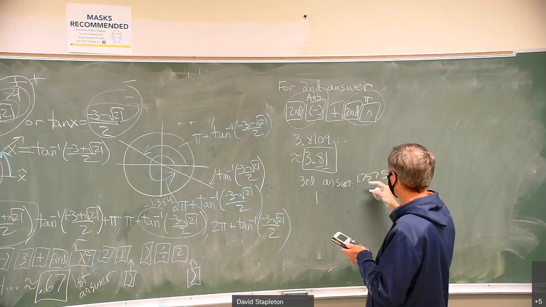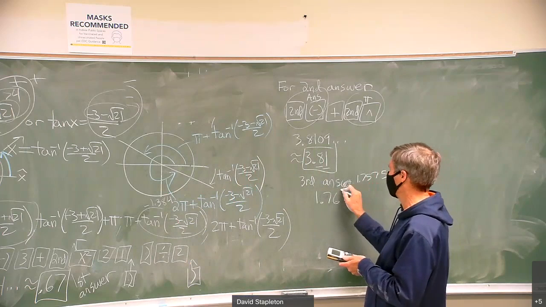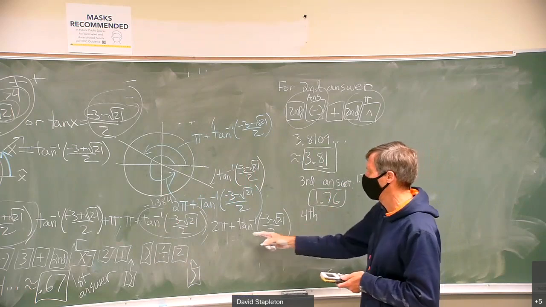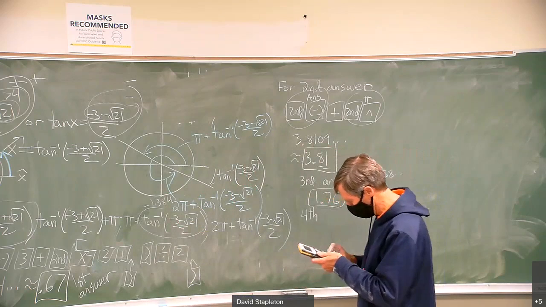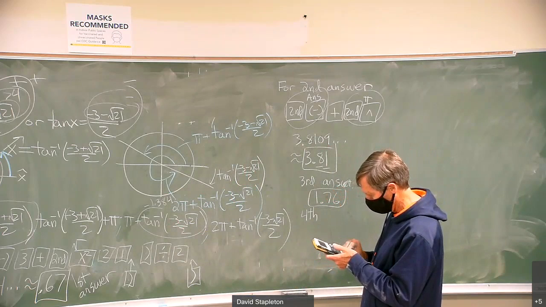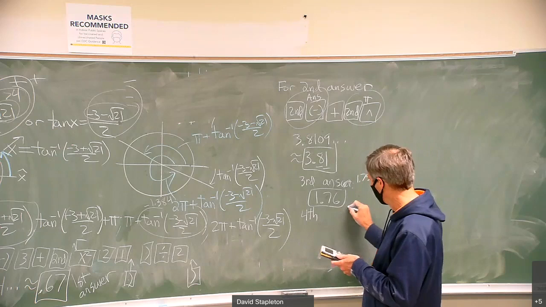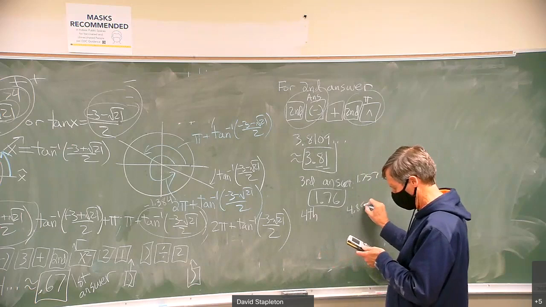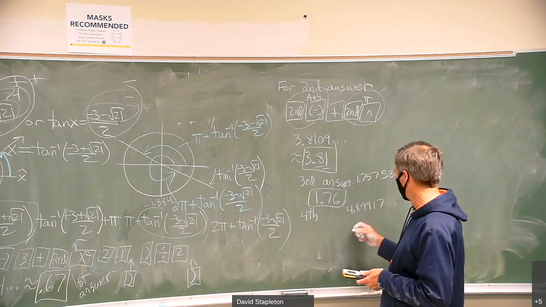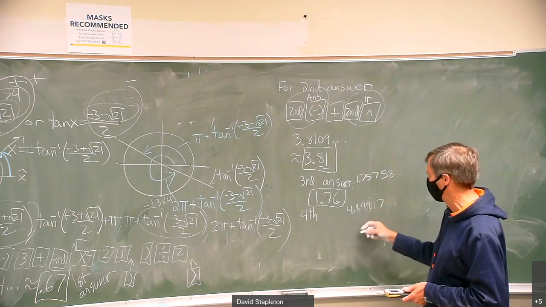So the third answer, 1.75758, rounds up to 1.76, right? The next digit is 5 or greater. And then the fourth answer, you can just add pi to that because it's 2 pi plus the angle. So I add pi to that, plus pi, and I get 4.8997, blah, blah, blah. Rounds to 4.90, right? The next digit is 5 or greater, so I have to round this up to 4.90.